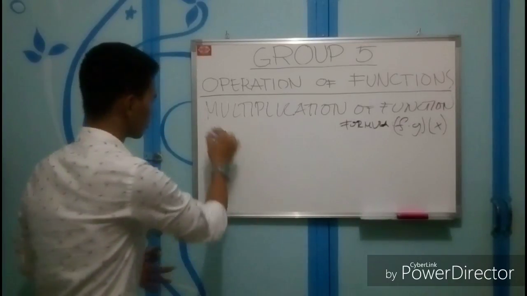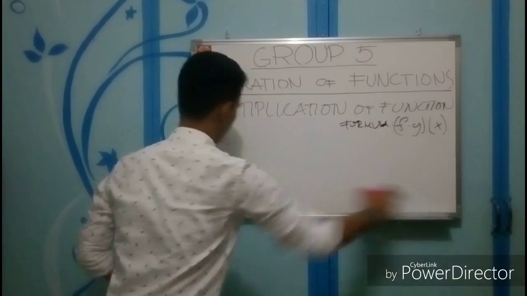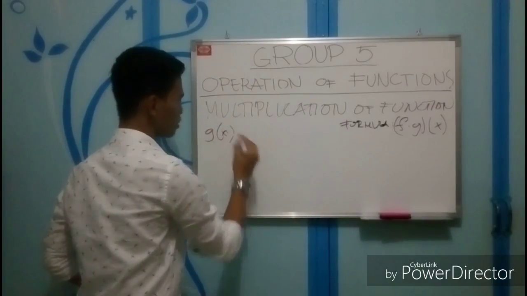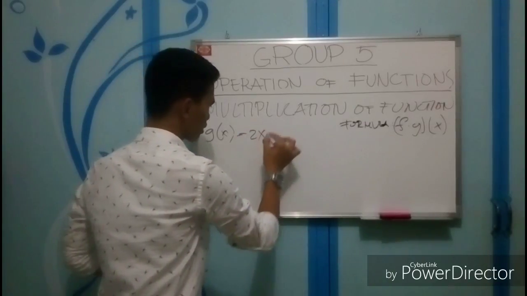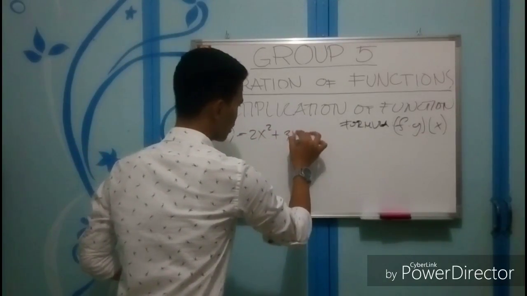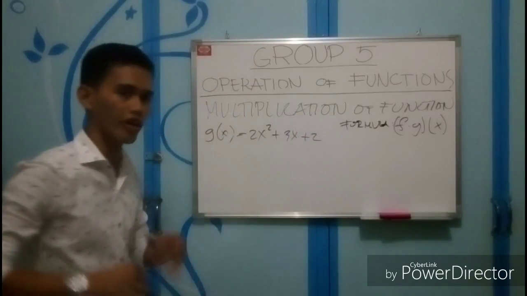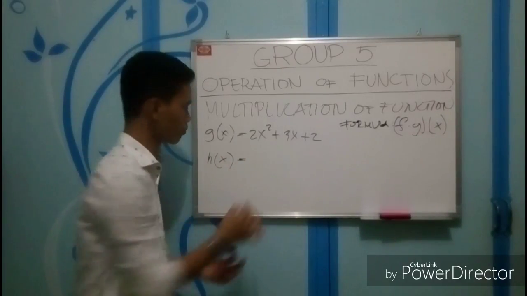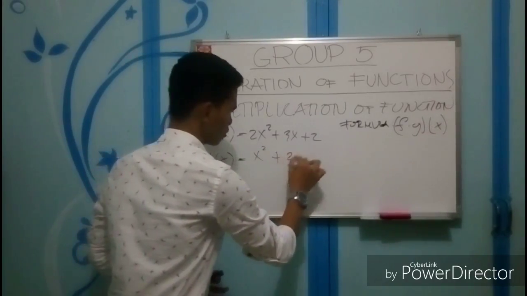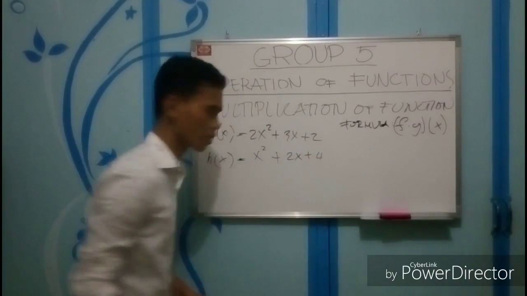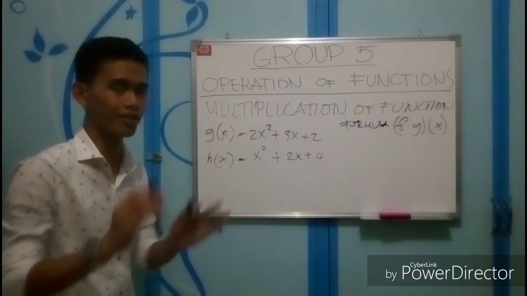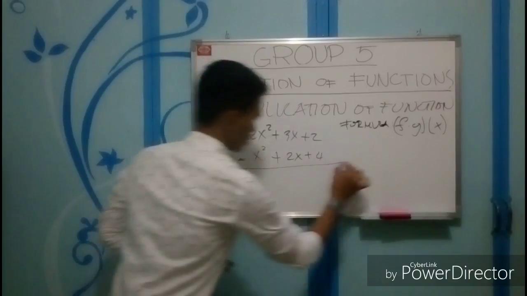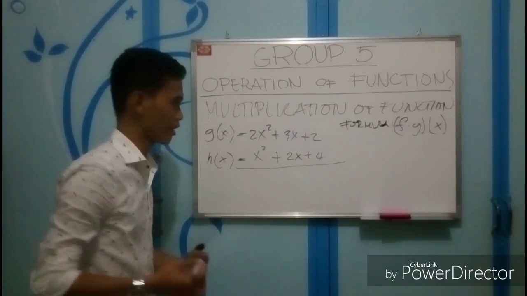Our g of x is equal to 2x squared plus 3x plus 2. Then our h of x is equal to x squared plus 2x plus 4. So we're going to use our distributive property. So what is it? We're going to multiply this way.